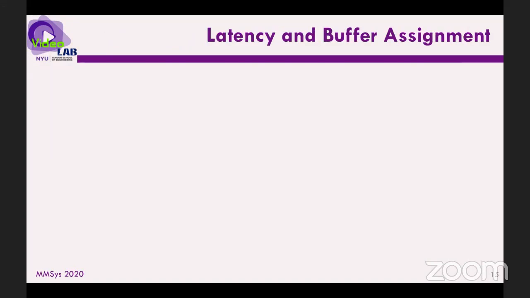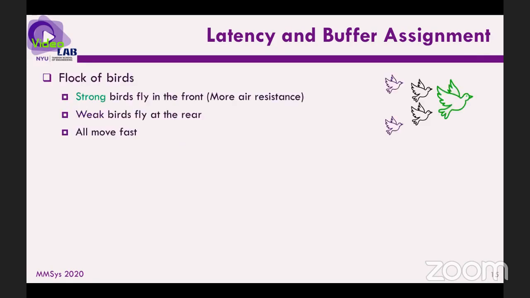With the flocking-based system, we further control the latency of users to minimize the freezing event. We draw our inspiration from how the birds fly. As shown here, the birds often fly in flocks. In the bird flock, strong birds who have a strong headwind fly in the front, whereas weaker birds fly in the rear. This way, all the birds can fly fast.